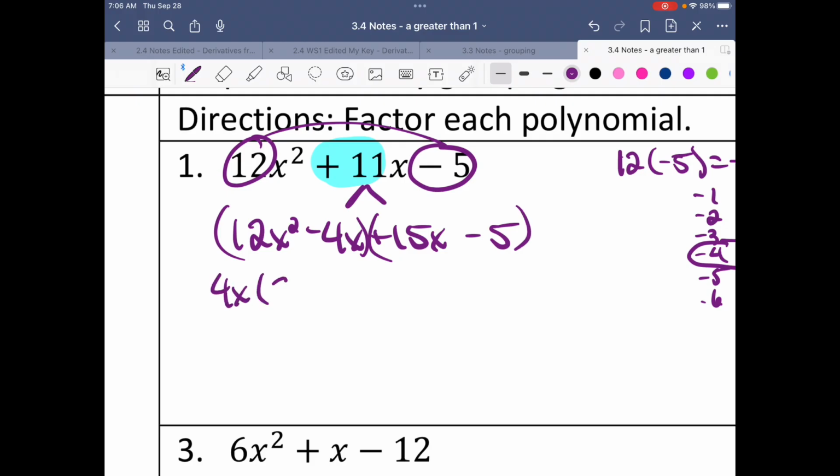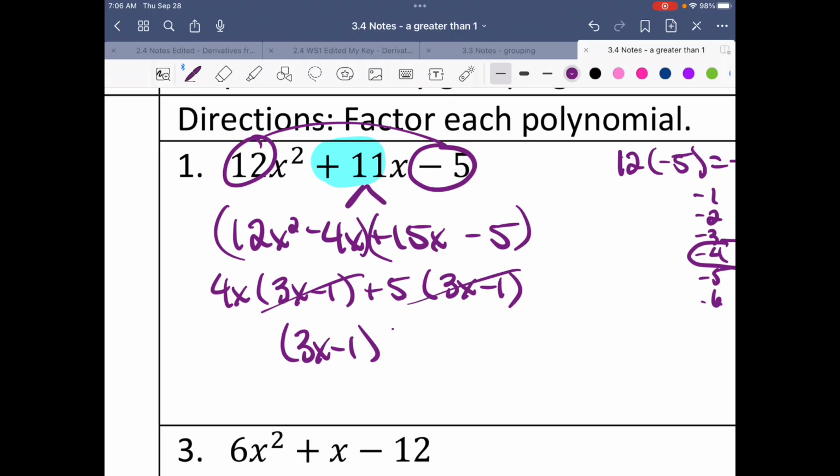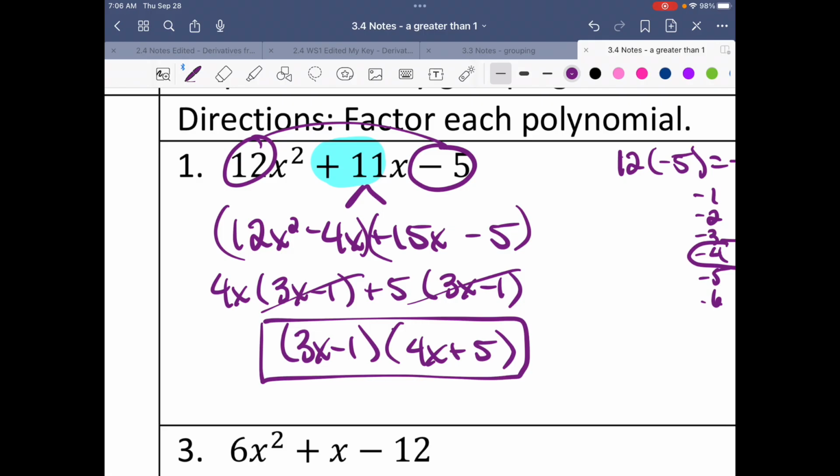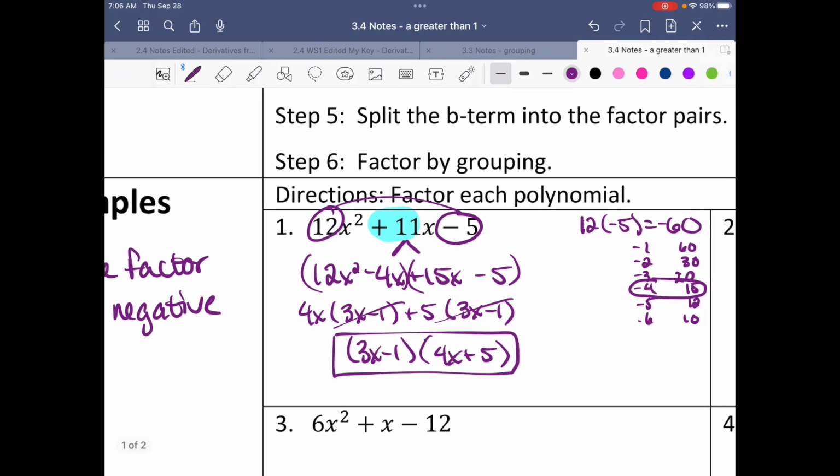Factor by grouping, first two terms and last two terms. GCF of the first group, GCF of the second group. Common binomial, and whatever is left.